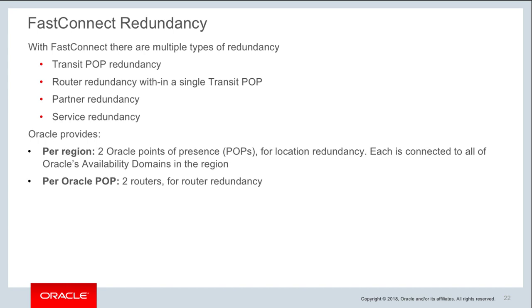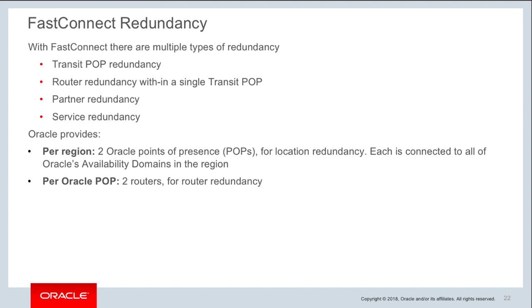The second level of redundancy is router redundancy within a single transit POP. Within a single transit POP, there are multiple physical edge routers for Oracle. When you are connecting using the FastConnect service, as you saw in the direct to Oracle method, you can choose when creating a cross-connect group whether it's on the same router or a different router. So if one of the physical routers goes down, you have another physical connection with another router on the same transit POP, which gives you a router level redundancy.